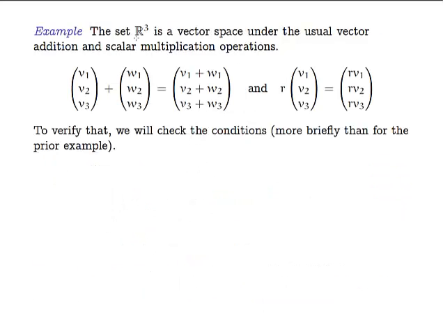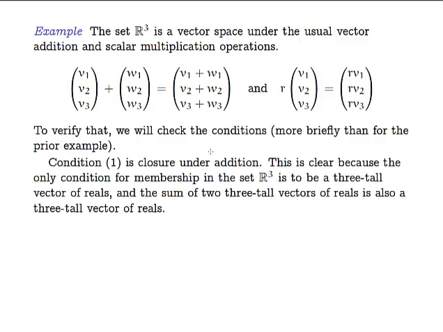Right, now, another example, the set R3 is a vector space under the usual vector addition and scalar multiplication operations. Okay. And I'm going to skip through this very quickly because you're doing the very same things. You're representing arbitrary elements of R3 in terms of representation like V1, V2, V3, or W1, W2, W3. And you're verifying that any vector in this form satisfies the necessary conditions.